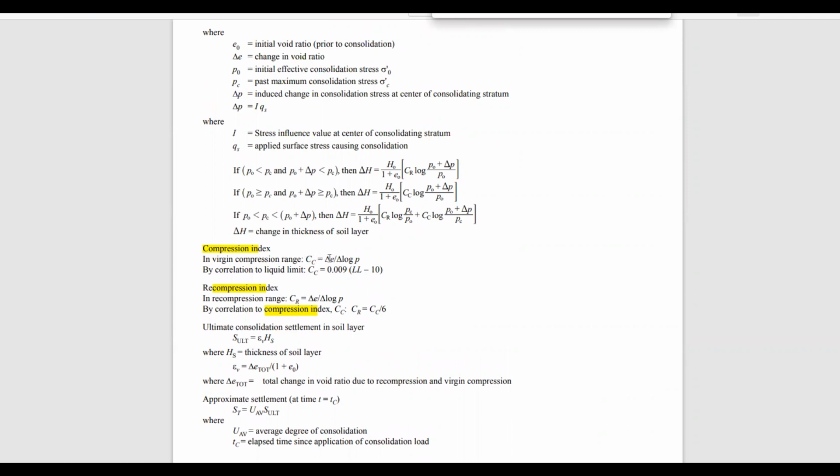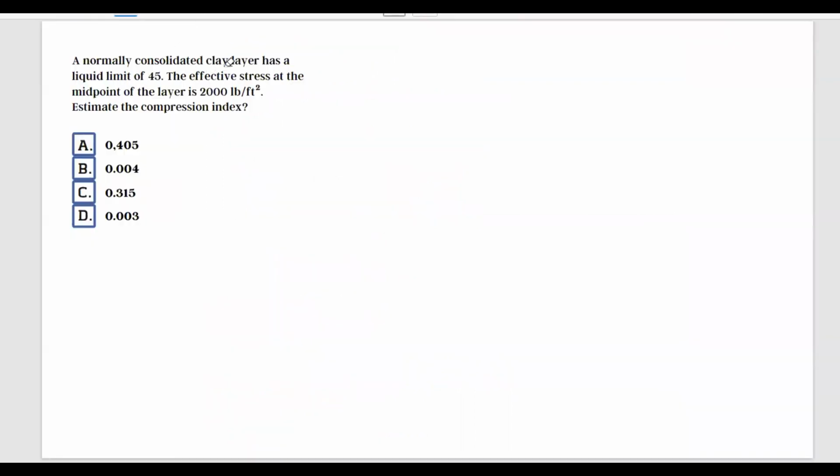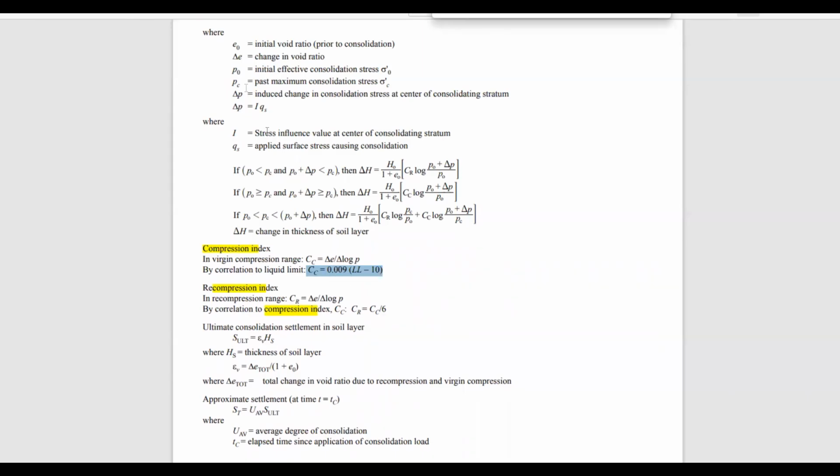C sub C equals delta e, where delta e is the change in void ratio, divided by delta log p, and delta p is the induced change in consolidation stress at the center of the consolidating stratum. We don't have delta e, but I'm noticing another formula here, which is related to liquid limit. And in my problem, I'm given a liquid limit of 45. So this is the formula I'm going to use.